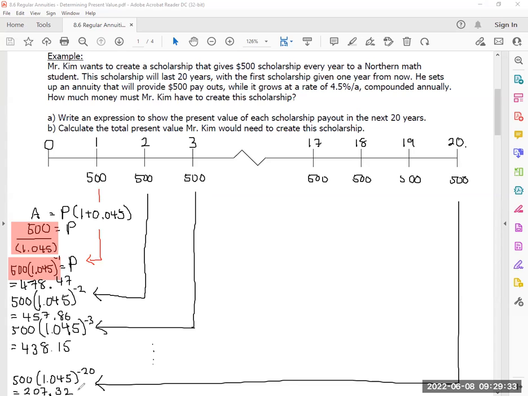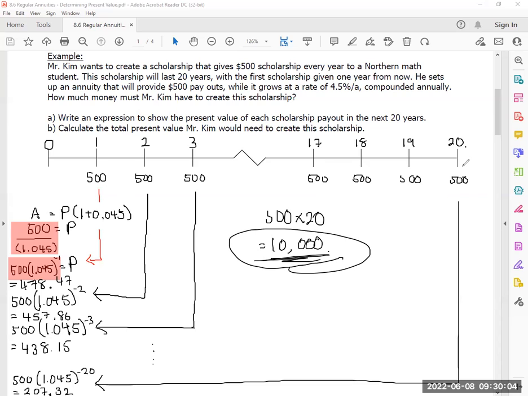Does that make sense? It grows. Every single one of these numbers are growing because I have time. How much was that? $500 times 20 years. That's $10,000. I don't need $10,000 right now. How much do I need then? How much do I need right now, present value? What is the present amount that I need right now if I want to accomplish $10,000 in 20 years?